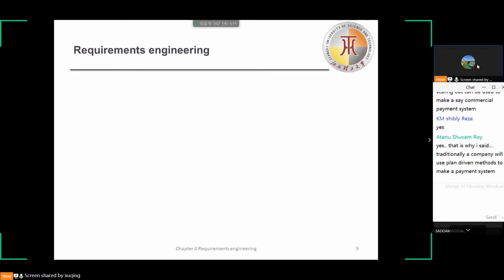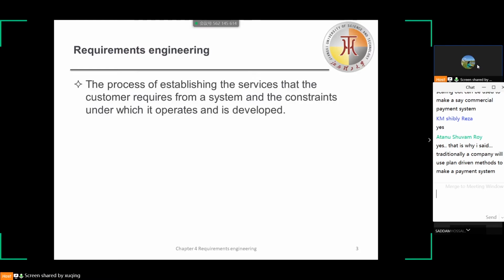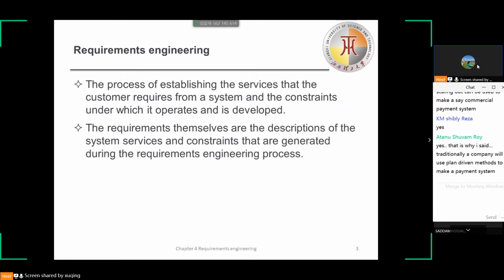As we know, the requirements for a system are the description of what the system should do. We can say that it is the process of establishing the services that the customer requires from a system and the constraints under which it operates and is developed. Here is the definition of requirements engineering. And the requirements themselves are the description of the system services and constraints that are generated during the requirements engineering process.